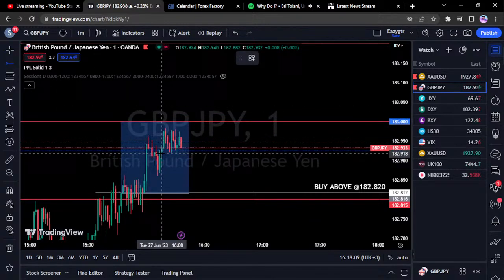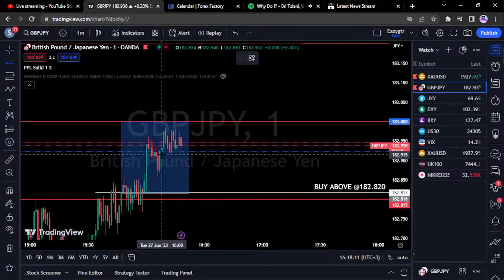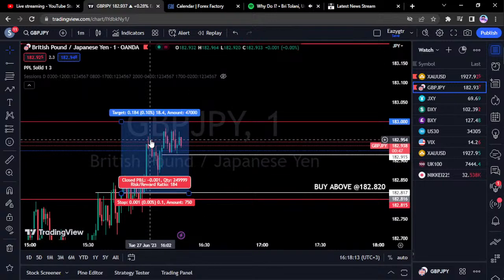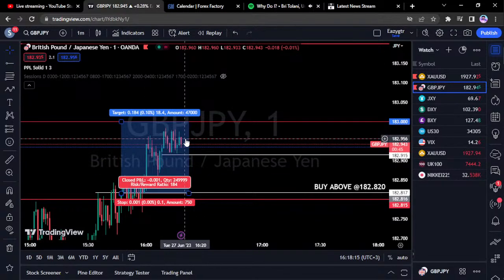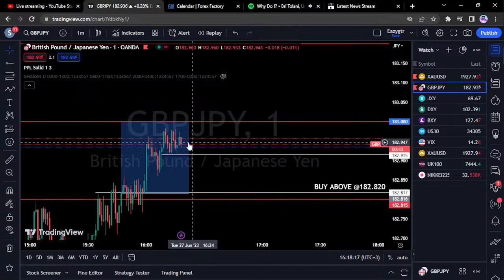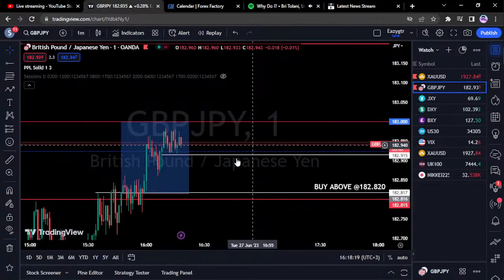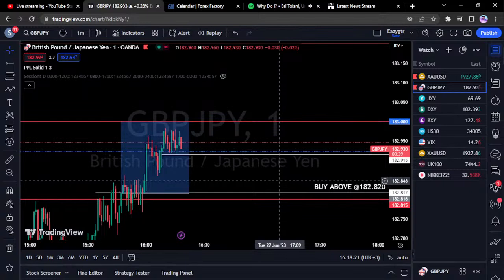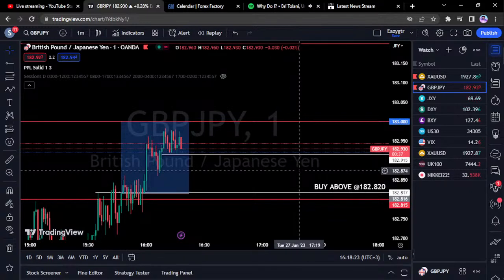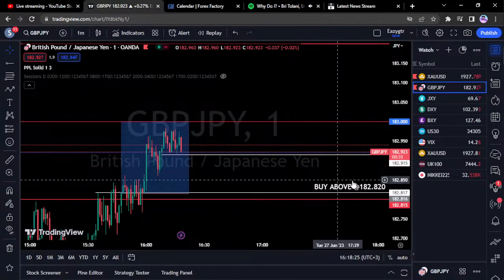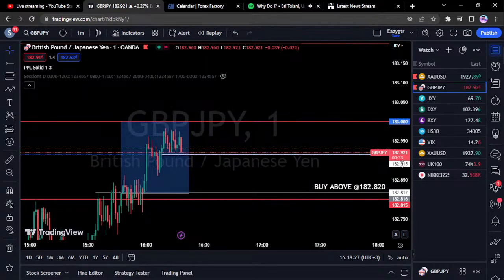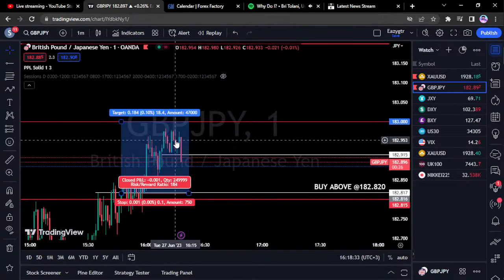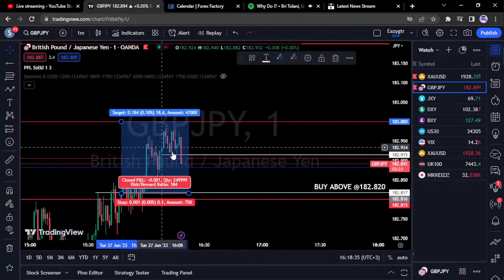My stop loss is at 182,917. Okay. So price has to do only two things, either break above 183 or break below 917, then I'll be out of the trade. Okay, so I'm out of the trade at 10 pips.